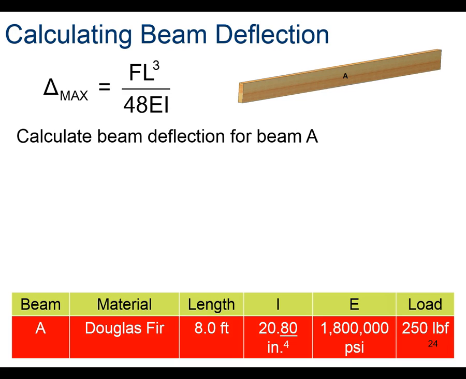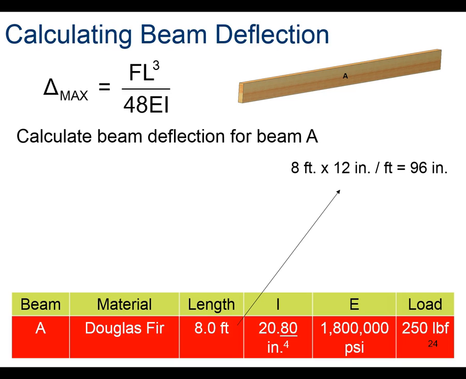Now back to the math. Starting with beam A, let's substitute what we know about it into the equation. We know that there is a force of 250 pounds, so that will go in for F. We have a length of 8 feet, but let me tell you right now that we need to convert that to inches. Both the modulus of elasticity and the area moment of inertia use inches, so we want our length to match the rest of the equation. Well, that's easy enough. All we have to do is multiply 8 feet by 12 inches per foot to get 96 inches. So we will put 96 in for L.